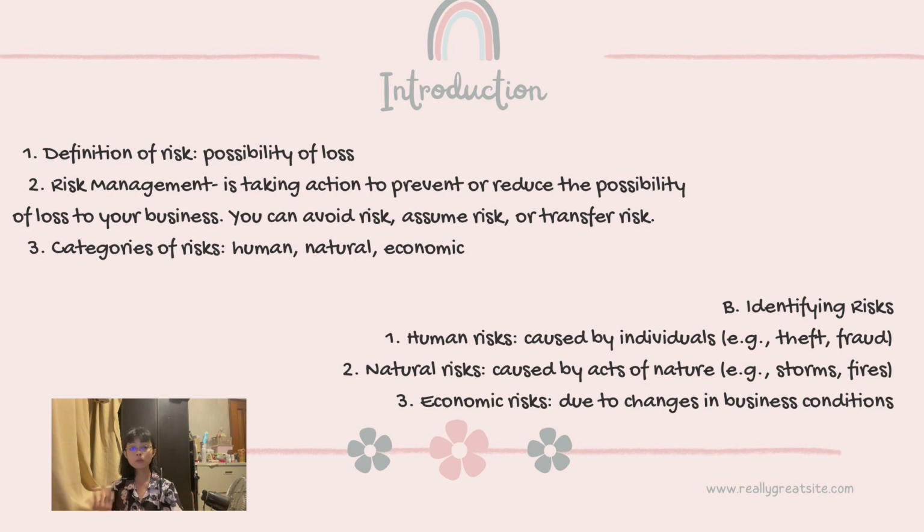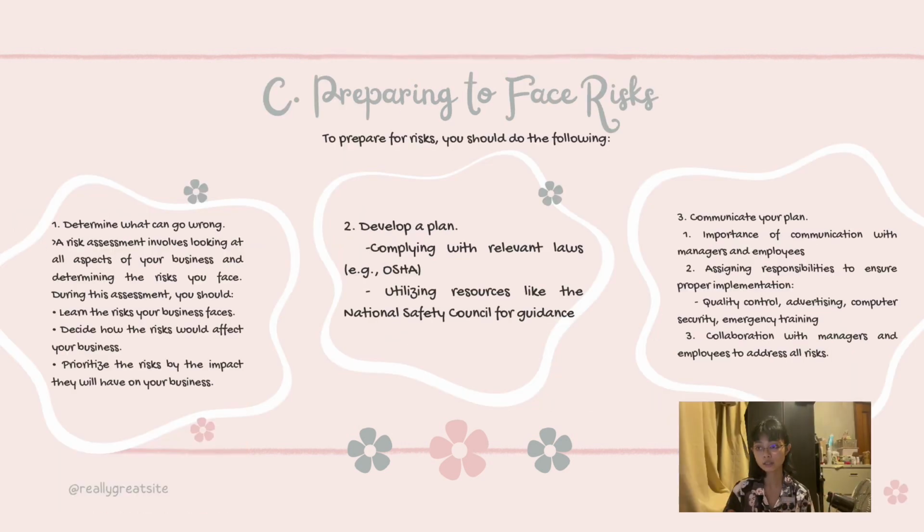So with human risk, it is caused by the individuals, and the example of it is theft and fraud, while the natural risk is caused by acts of nature, and its example is storms, fires. And lastly, the economic risk is due to changes in business conditions. So next, to prepare for risk, you should do the following.